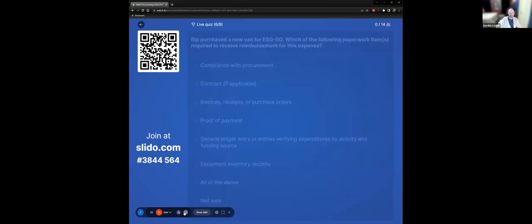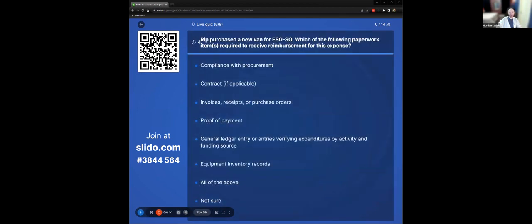Next question. Rep purchased a new van for ESG Street Outreach. Which of the following paperwork items are required to receive reimbursement for this expense? Check whichever applies. This is not an all that apply. This is check the one that applies.